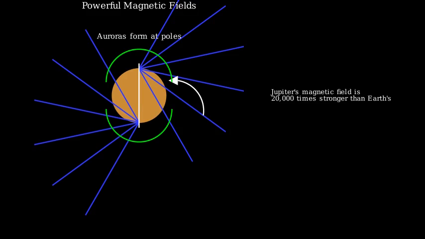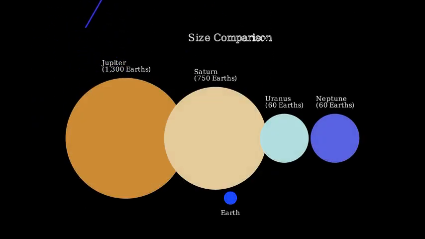To put the sheer scale of these worlds into perspective, let's look at a size comparison. Jupiter is so enormous that more than 1,300 Earths could fit inside it. Saturn could contain over 750 Earths, while Uranus and Neptune could each fit about 60 Earths.